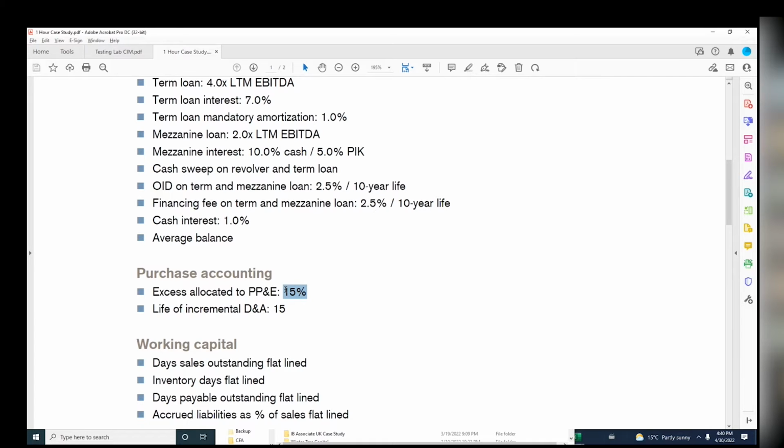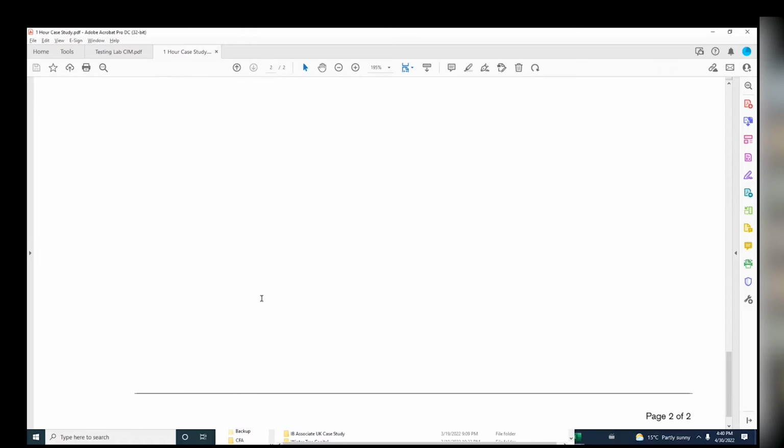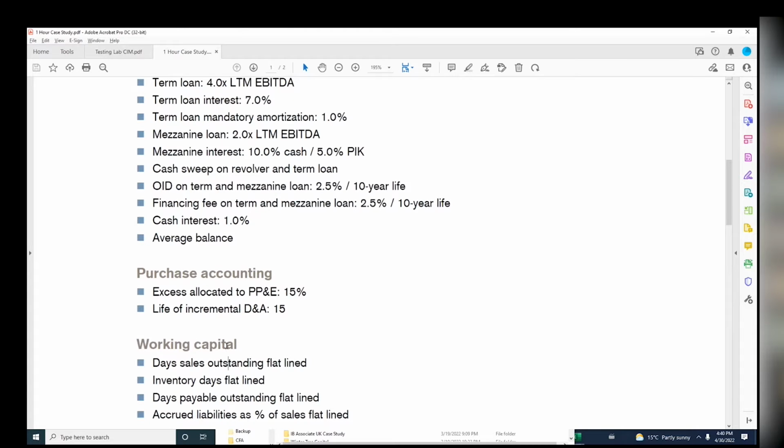And normally we just put the difference to goodwill, but now they're saying actually allocate 15% of that excess amount, right? Because realistically, you're probably going to be paying more for the company than the book value. That's just always how it is. But that excess amount over the book value of the company, 15% put it to PP&E, and then make it a 15-year D&A for that. Okay, cool.